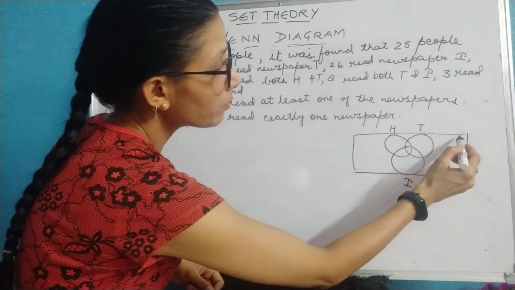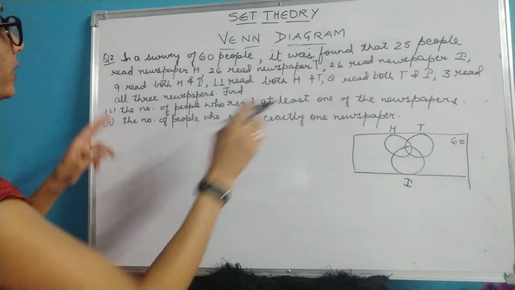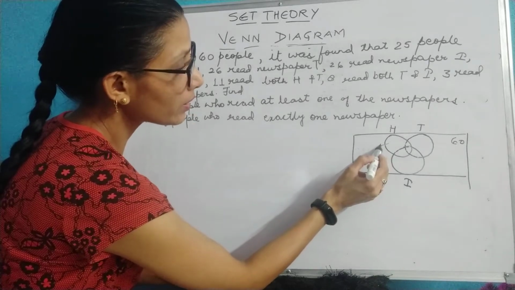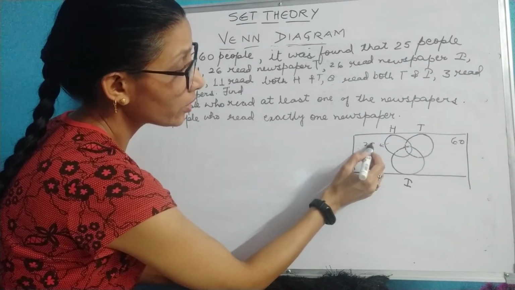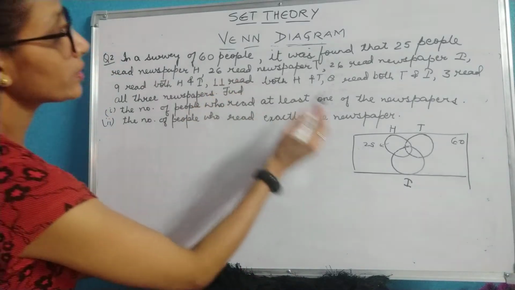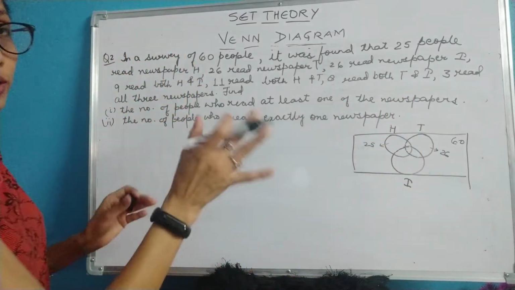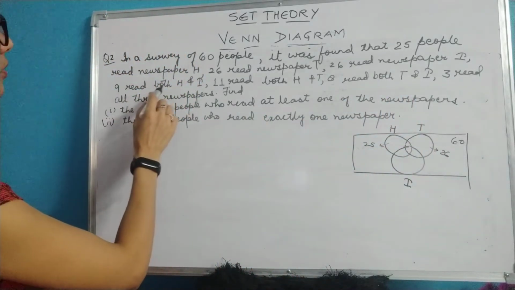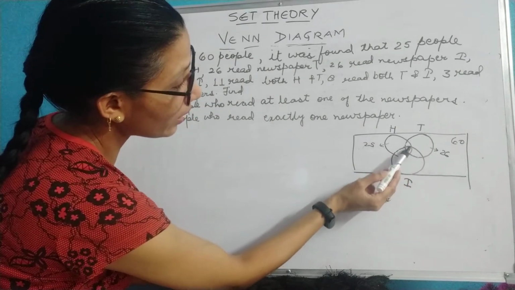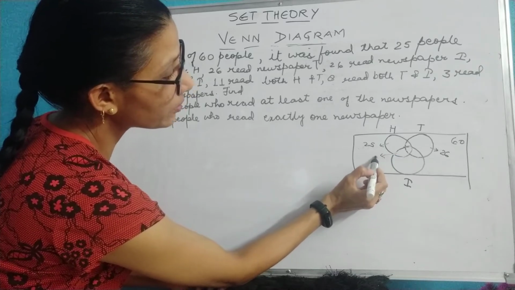60 people, that means in total there are 60 people. It was found that 25 people read newspaper H. So this part, the complete part, including the common areas, is given as 25. 26, this complete part is given as 26, including the common parts. 9 read both H and I. That means this is the H and I part, which is read by 9 people.